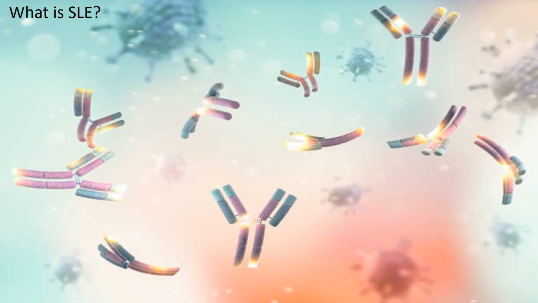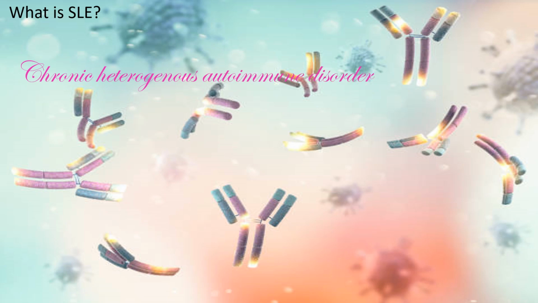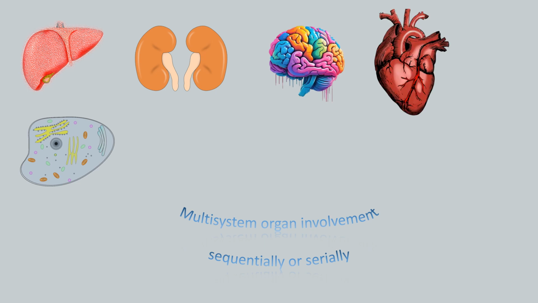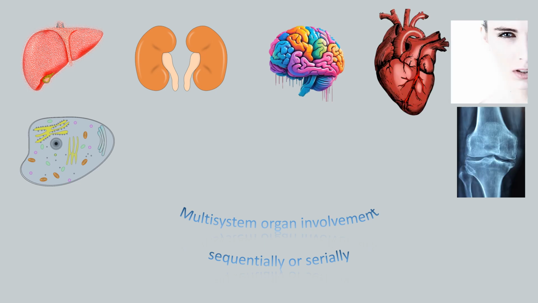What is SLE actually? It is basically a chronic heterogeneous autoimmune disorder which is characterized by the presence of anti-nuclear antibodies and other autoantibodies, but is associated with significant morbidity and sometimes also considerable mortality if it occurs in children. It is typically characterized by multi-system organ involvement. The organ involvement can be sequential or simultaneous, and the organ systems commonly involved are the immunological system, hepatic, renal, CNS, cardiovascular, skin, and musculoskeletal systems, as in any other rheumatic diseases.